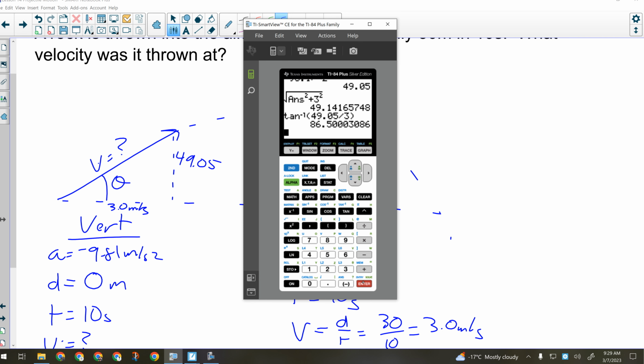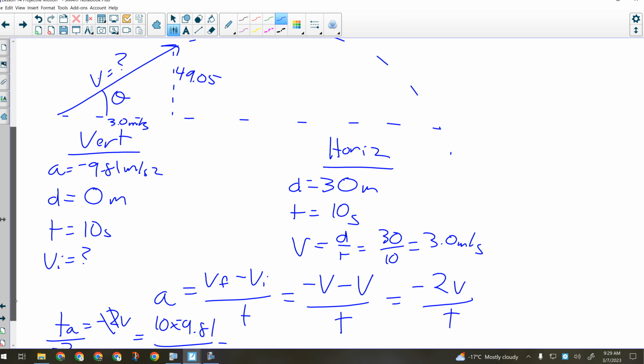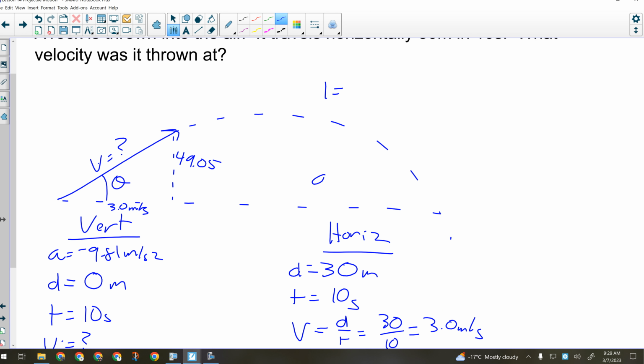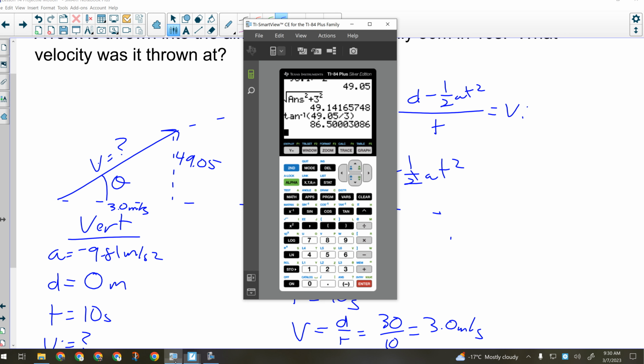Okay, it's a tricky question. I would say there might also be another way to get VI, and that would be using this formula. We do know T, and we know A, and we know D is 0. So we could solve for VI by going D minus 1/2 AT squared divided by T to get VI. That should also come out to a similar number, I think.